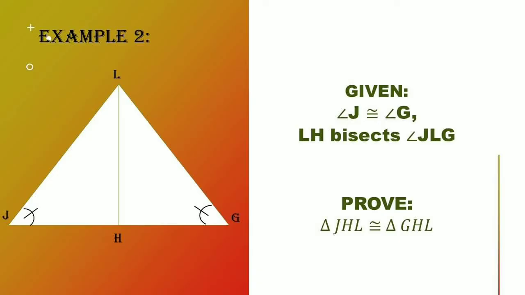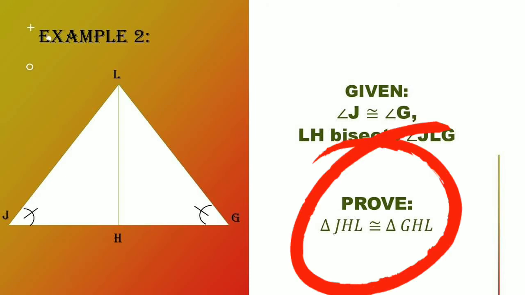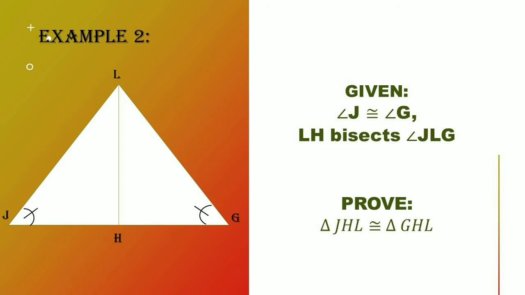Example number 2, we have two triangles, JLH and GLH. So, given angle J is congruent to angle G, LH bisects angle JLG. We are going to prove that triangle JHL is congruent to triangle GHL.